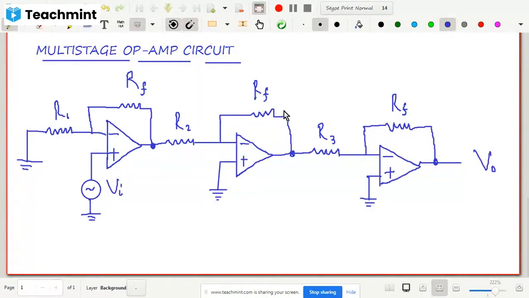A1. What is A1? Let me write down A1 here. Please see only the first stage amplifier. What type of amplifier is this? And tell me the gain. You already know this.